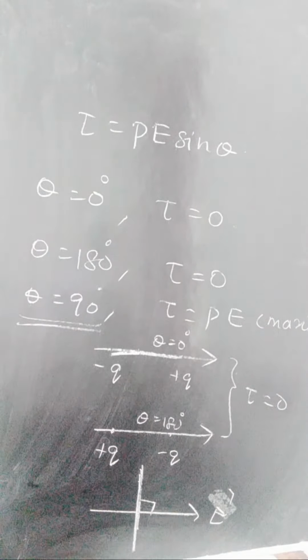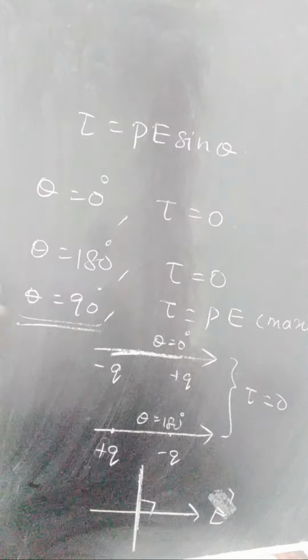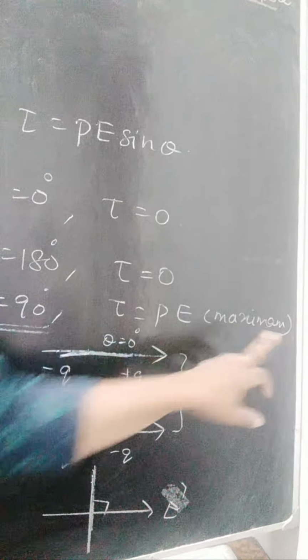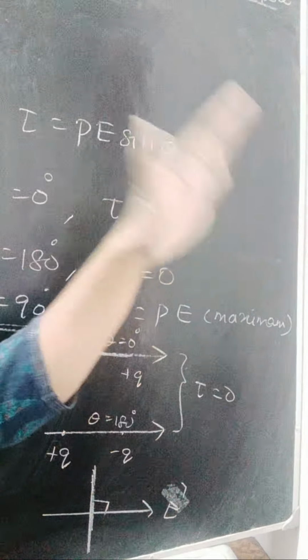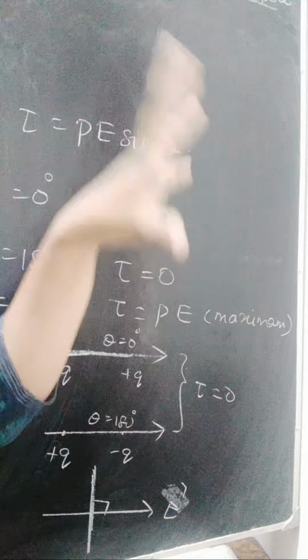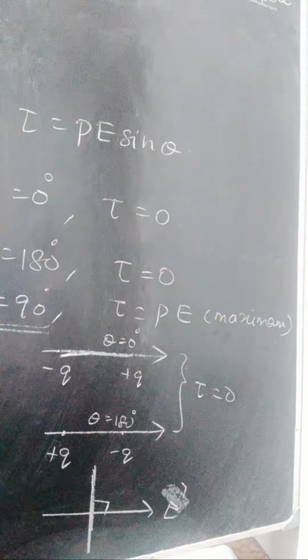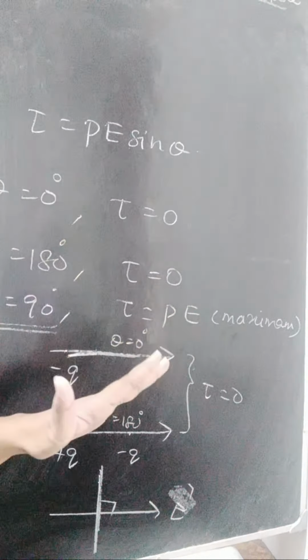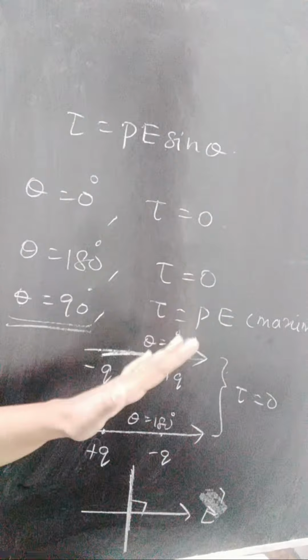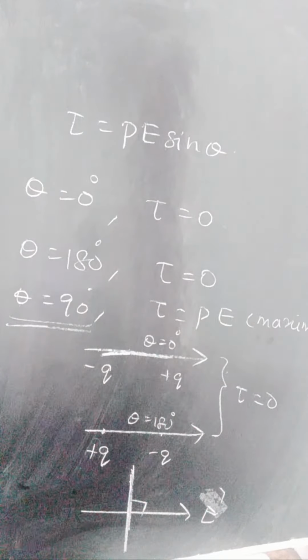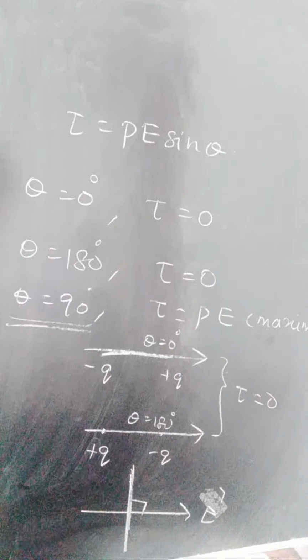Okay, understood? So whenever they are giving, this is the key point, maximum tau is the maximum value experienced. The dipole experiences maximum tau or maximum torque when it is kept in the uniform electric field. That means in the question they will not have given the value of theta. Then what is the value of theta? It is 90 degree. Understood? Is this clear? Okay.